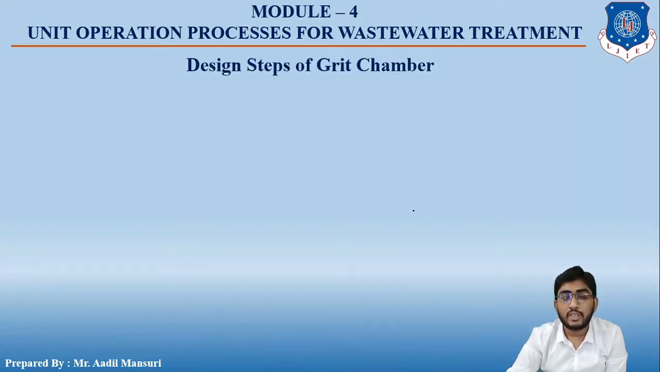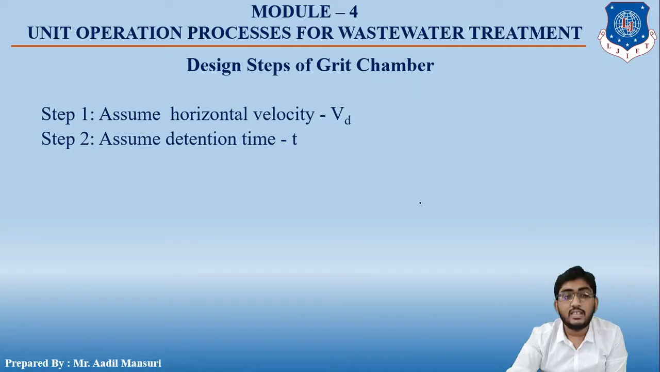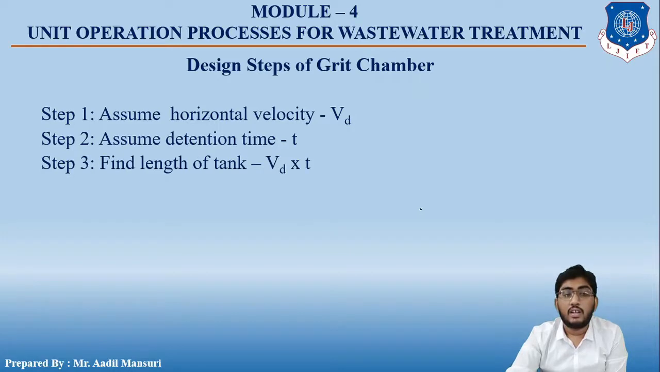Let us now start with the next topic, that is design steps of the grit chamber. So the first step is to assume the horizontal velocity. Assumptions regarding the different criteria we have already discussed. So first step is to assume horizontal velocity, that is Vd. Then step 2 is to assume detention time, T. Then once we know the horizontal velocity and the detention time, we can find out the length of the tank, that is step 3. So length of the tank will be horizontal flow velocity into detention time.